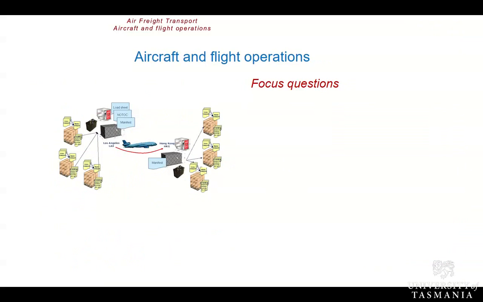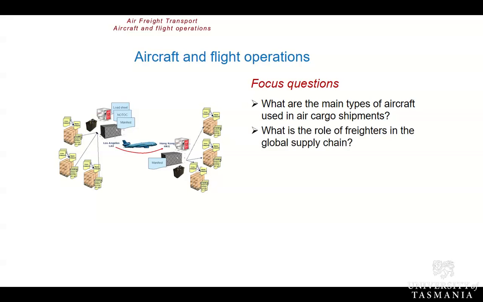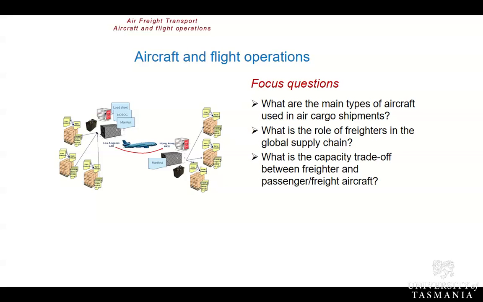So that's the end of our lecture today. We covered what the main types of aircraft used in air cargo shipments are, what the role of freighters in the global supply chain is, what the capacity trade-off between a freighter aircraft and a passenger aircraft is, and the importance of understanding aircraft payload range. Thank you.